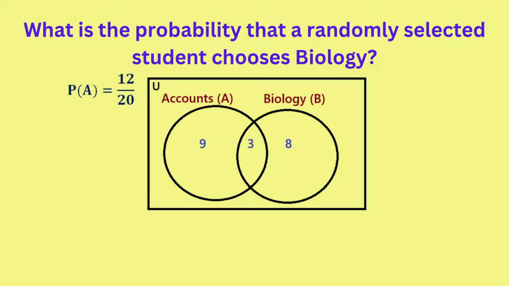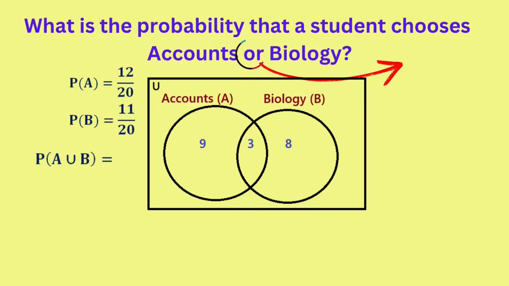What is the probability that a student chose biology? To get this answer, we'll need to focus on the number of students in the circle representing biology. That's 8 and 3, which is 11, from a total of 20 students. So the probability of B is 11 over 20.